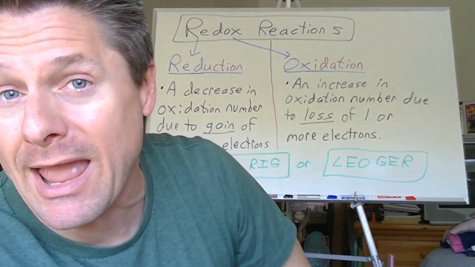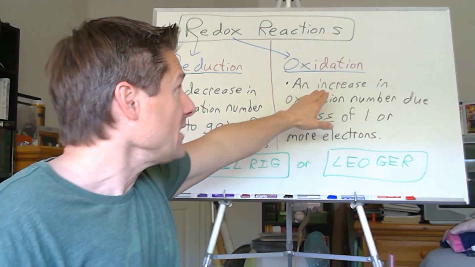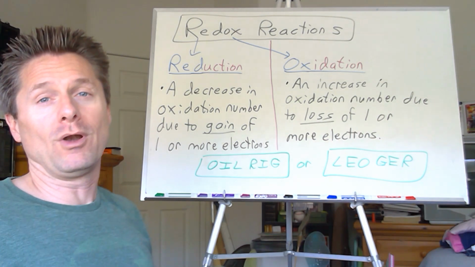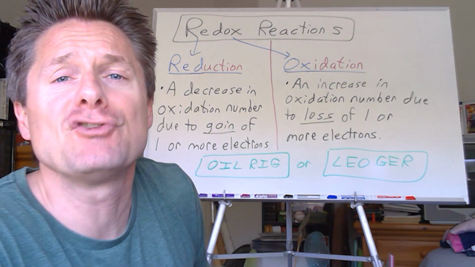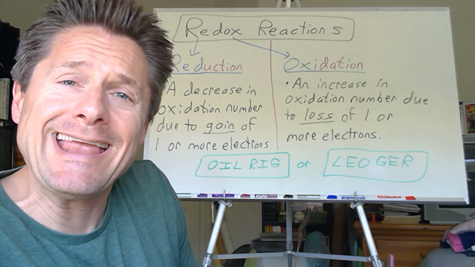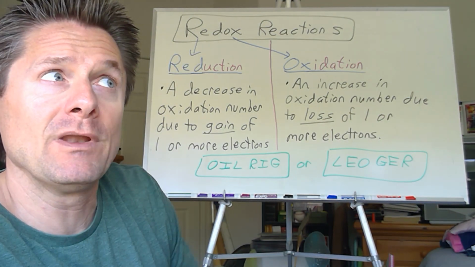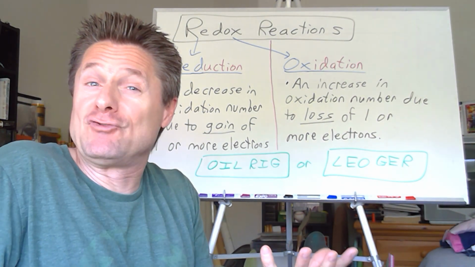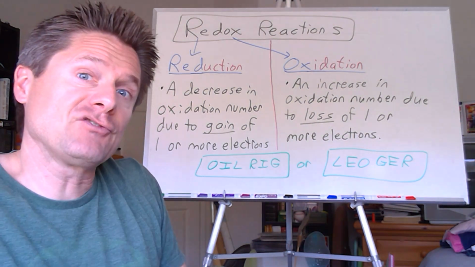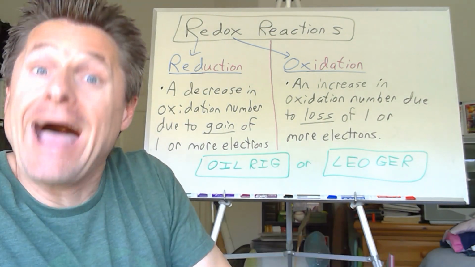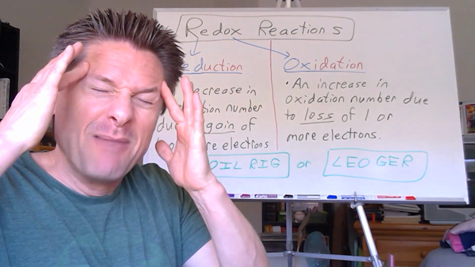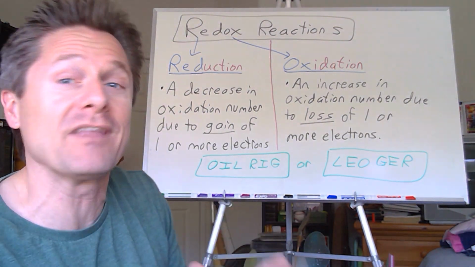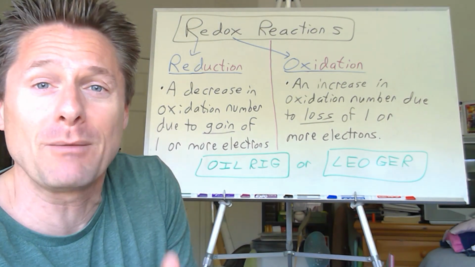So if reduction means to go down, oxidation means to go up. That's an increase in oxidation number due to a loss of 1 or more electrons. So if I have an oxidation number of 1 and I lose an electron, I lose a negative particle, I just went up to 2. I went from 1 to 2, went up. That's oxidation in general chemistry. If I was at a -2 and I lose an electron, I go to -1. So that still is going up, even though it's in negative numbers. My brain, right? It still is going up. It's oxidizing. So it doesn't matter where they start. It could start as a positive oxidation number, 0, or negative.